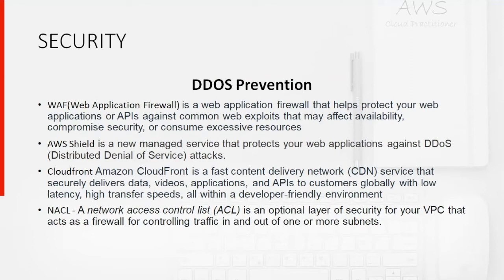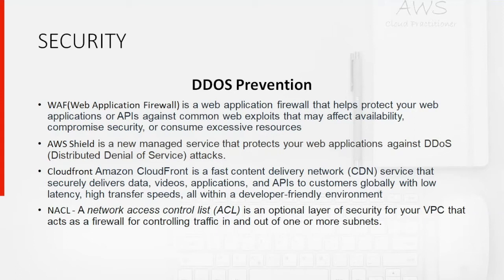Security. DDoS prevention. WAF, Web Application Firewall, helps protect your web applications or APIs against common web exploits that may affect availability, compromise security, or consume excessive resources. AWS Shield is a managed service that protects your web applications against DDoS, distributed denial of service attacks.